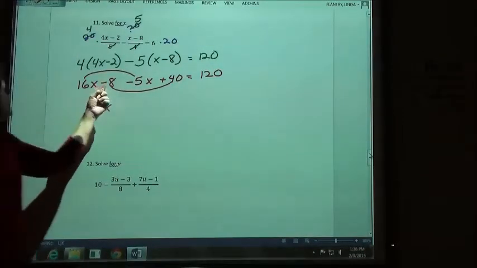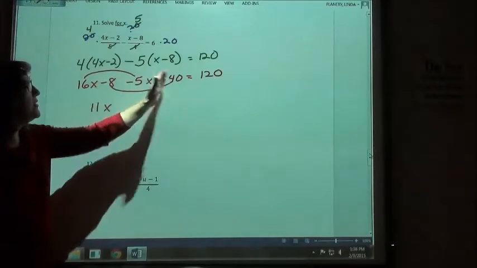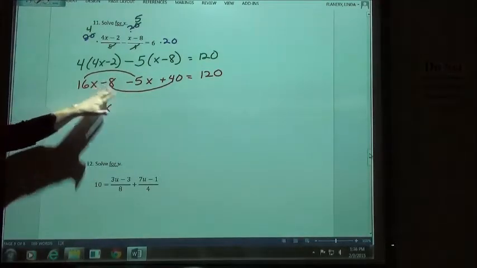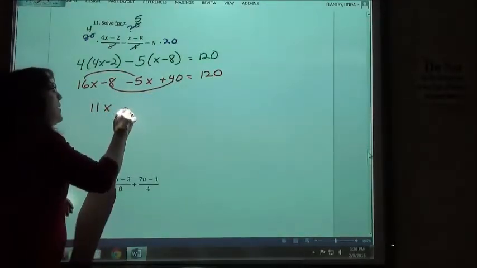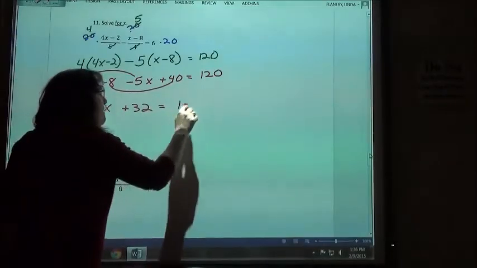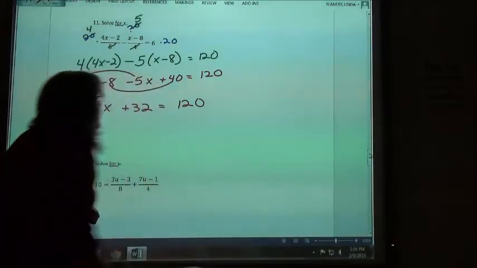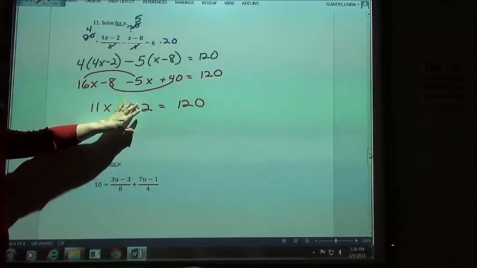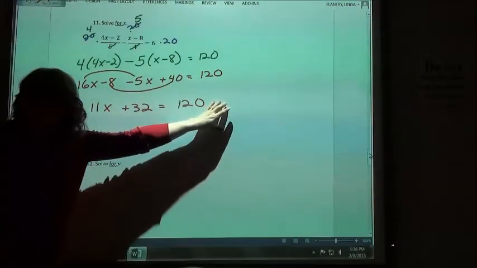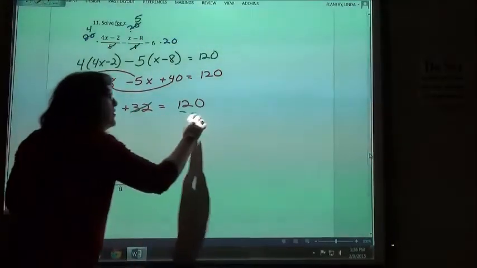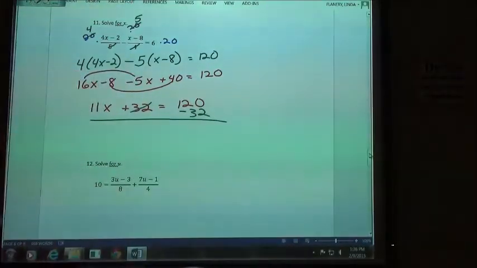Same thing here, I'm not going to change the signs, they're both on the same side, I'm just putting them together. Negative 8 plus 40 would be positive 32 to equal my 120. Now is when I'm going to change my signs, because I'm going to take the 32 from the left side, put it on the right side. That's when I have to do the opposite, because I'm moving it to the opposite side of my equation.